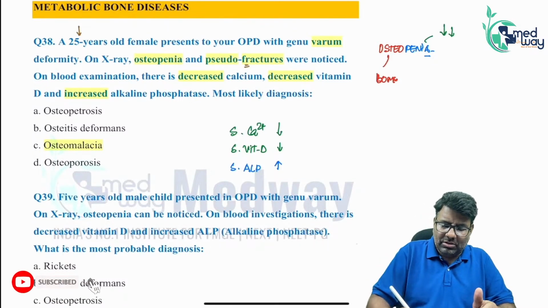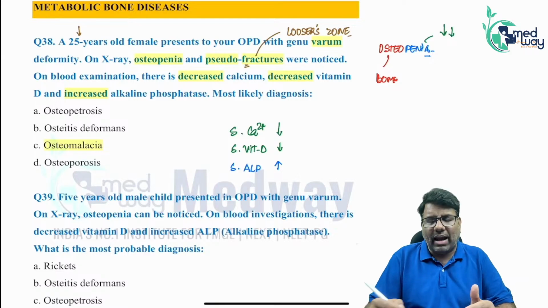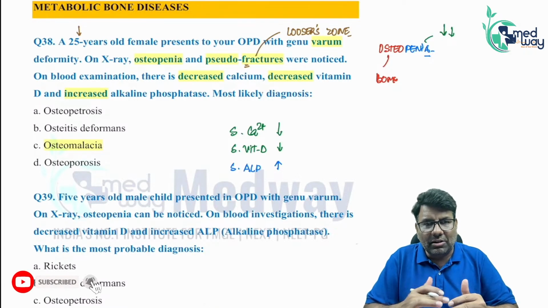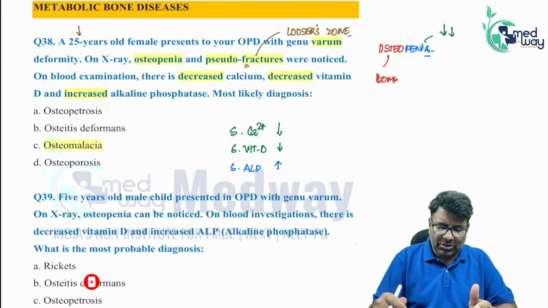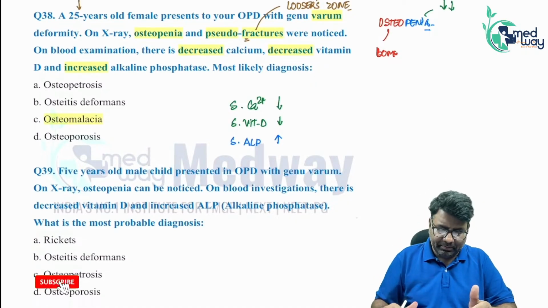And pseudo fractures are actually Looser's zones, since they look like fractures, especially involving the neck of femur, and they are almost at a 90-degree angle to the medial cortex of the neck. So this is Looser's zone, also known as pseudo fractures, and this is a classical presentation of osteomalacia.